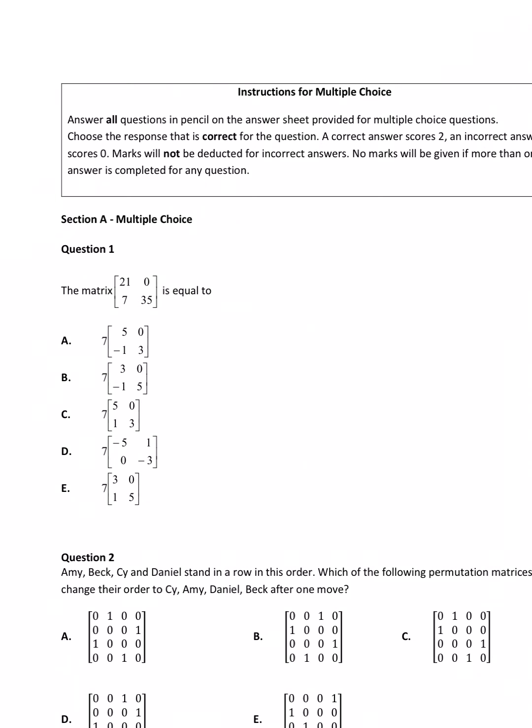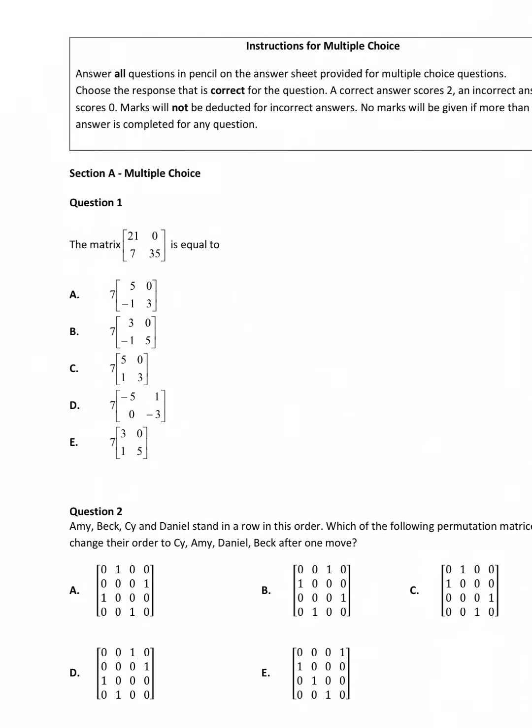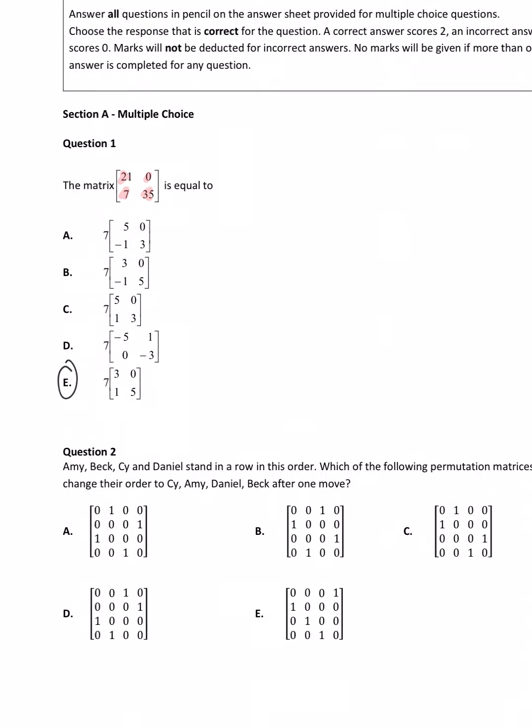Section A, the multiple choice, question 1. We've got the matrix there, and it is equal to. If you look at each of the answers A, B, C, D, and E, it's got that 7 out the front, so it's like a scalar matrix. Essentially, what we've got to do is divide each of the numbers in this matrix by 7. If we do that, we should get E, because 21 divided by 7 is 3, 7 divided by 7 is 1, 35 divided by 7 is 5. Cool, a nice one to start with.